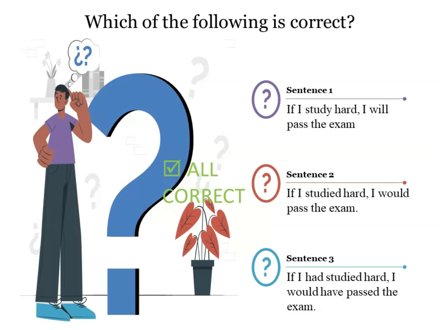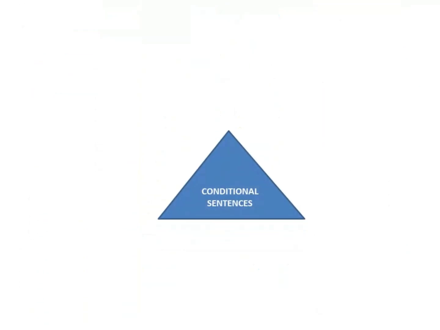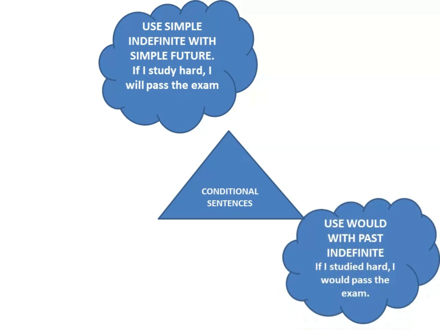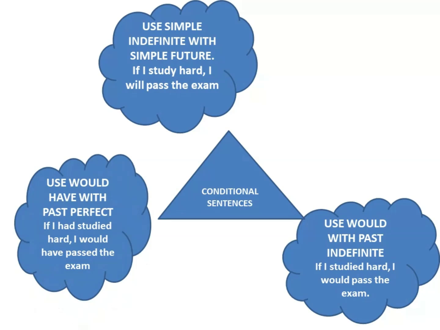So all these three sentences are called conditional sentences. So without wasting any time, let's discuss. There are three types of conditional sentences based upon their structure. So first type of conditional sentences where we will use simple indefinite with simple future. Second type of conditional sentence where we will use past indefinite with would plus first form. Third conditional sentence where we will use past perfect plus would have.